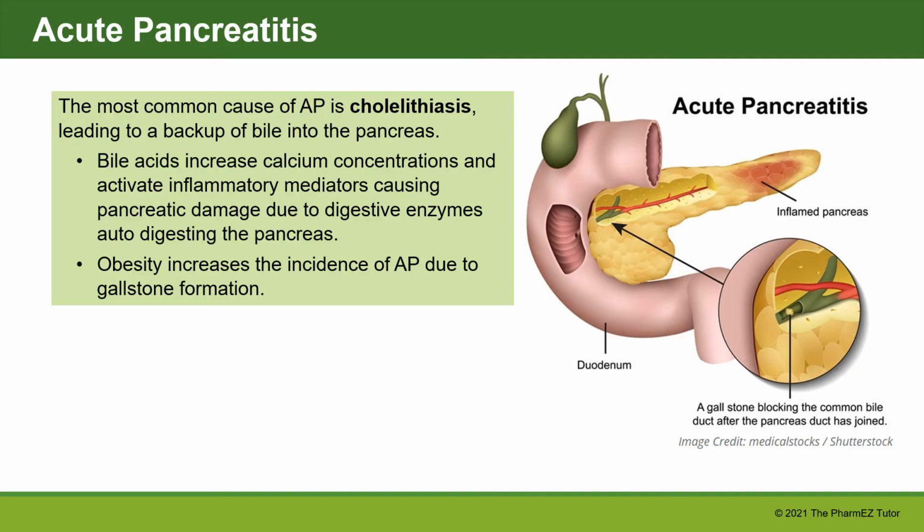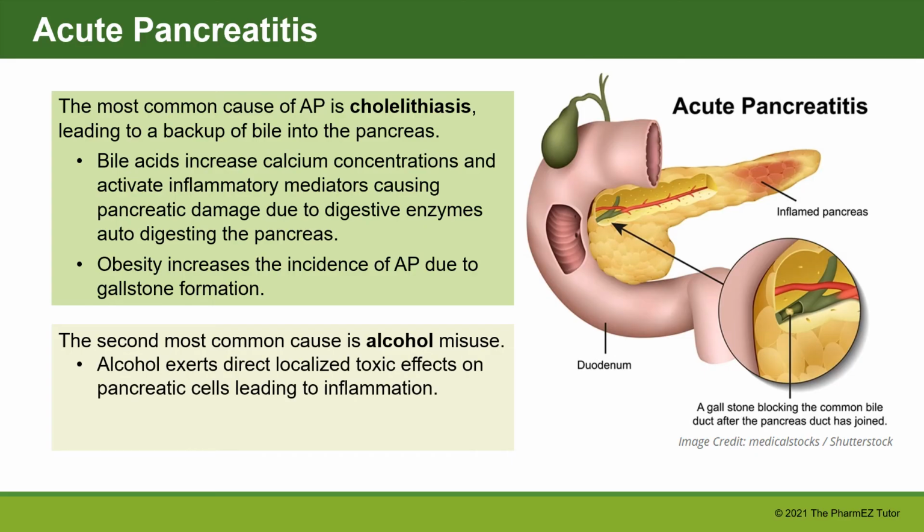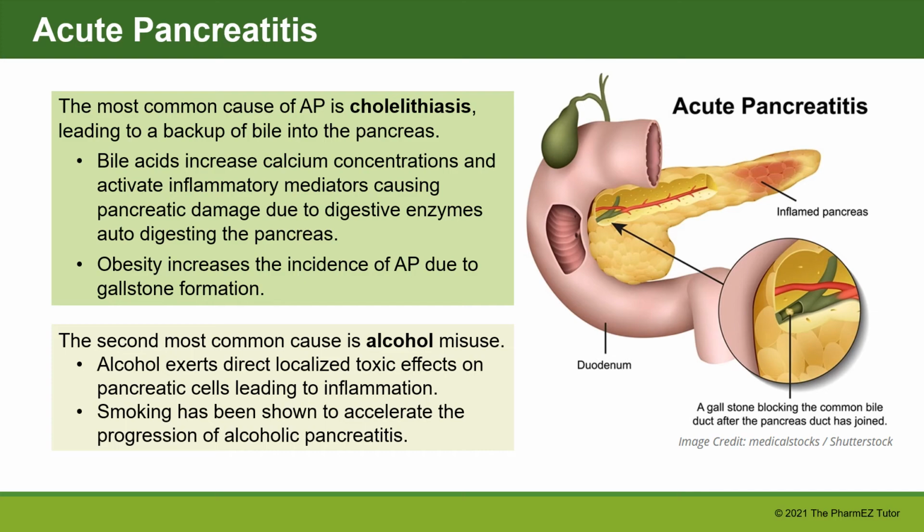Obesity increases the incidence of acute pancreatitis due to gallstone formation. The second most common cause of acute pancreatitis is alcohol misuse. Alcohol exerts direct localized toxic effects on the pancreatic cells, leading to inflammation. Smoking has been shown to accelerate the progression of alcoholic pancreatitis.